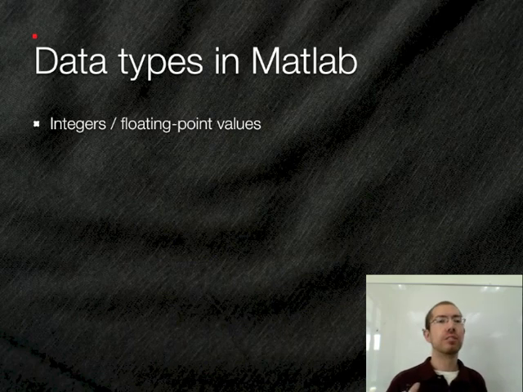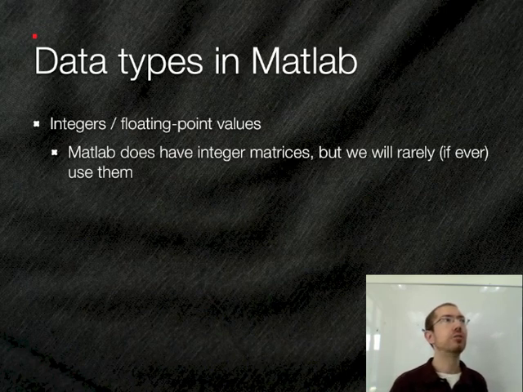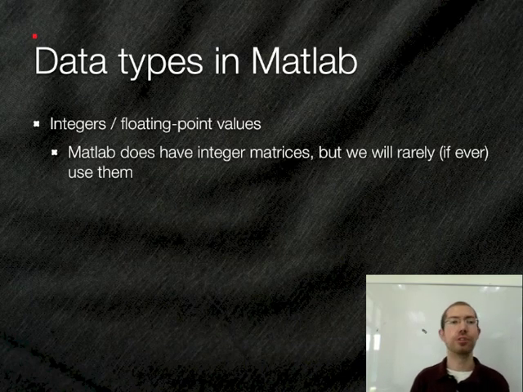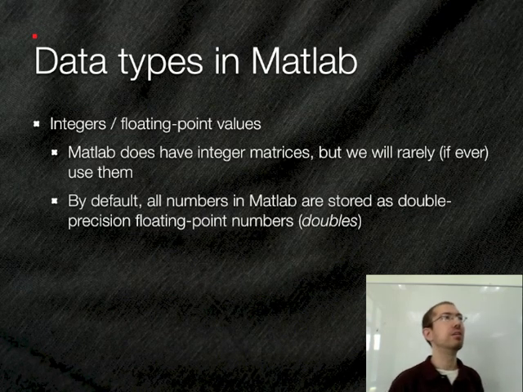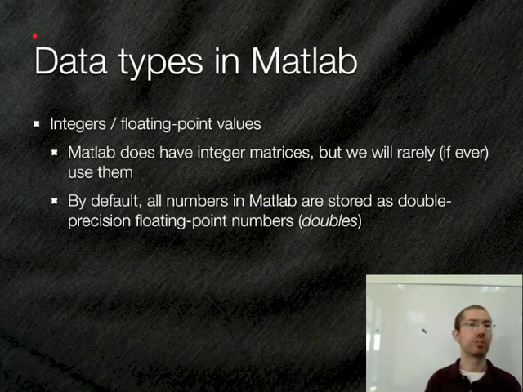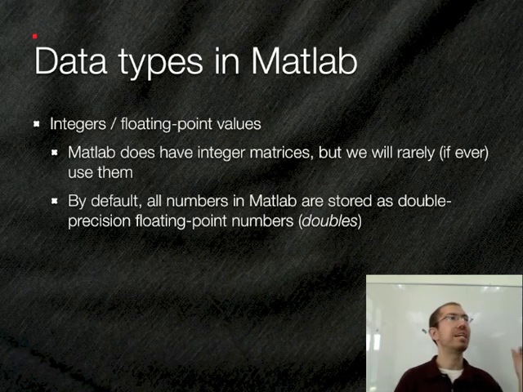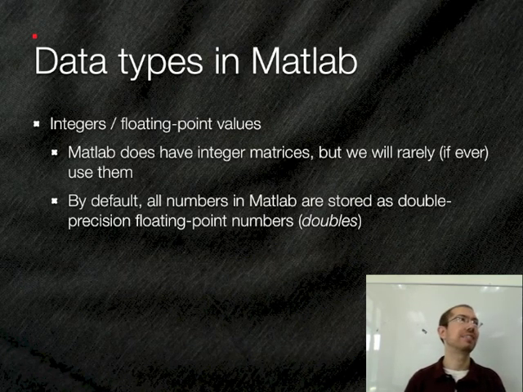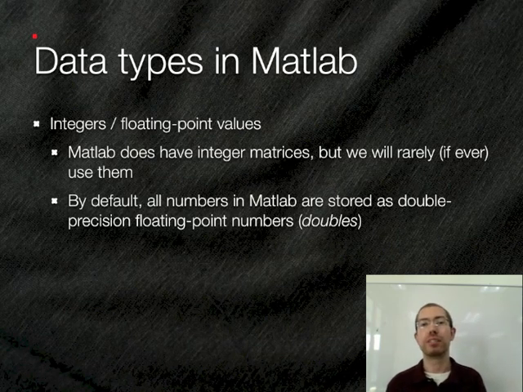Okay, so first of all, numbers, integers, and floating point values. We've talked about this before. Just to review, Matlab does have a way to create matrices that are purely integer values, but we will hardly, if ever, use them. Okay, so you don't have to worry about them for the most part. Typically, by default, every number you use in Matlab is stored as a floating point number. It's specifically called a double precision floating point number, meaning it has twice the memory usage, but it can represent more decimal places.